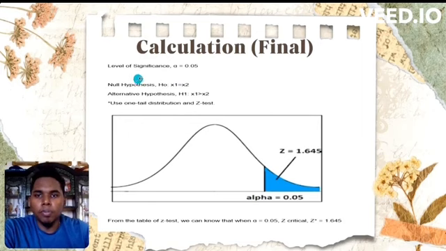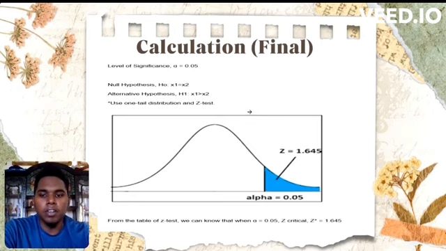Therefore, null hypothesis H0: x1 equal to x2. So alternative hypothesis H1: x1 more than x2. We use one-tailed distribution and z-test. From the table of the z-test, we know that when alpha is 0.05, critical z star equal to 1.645.